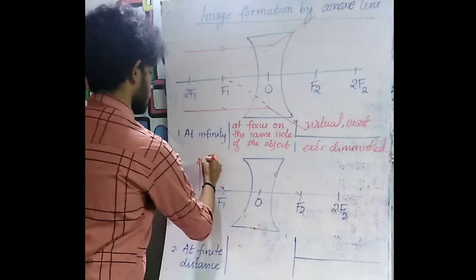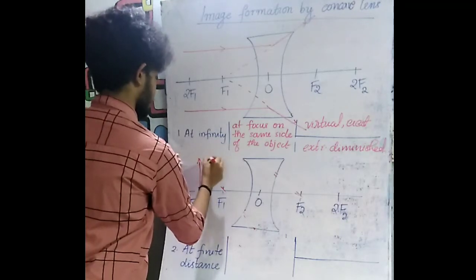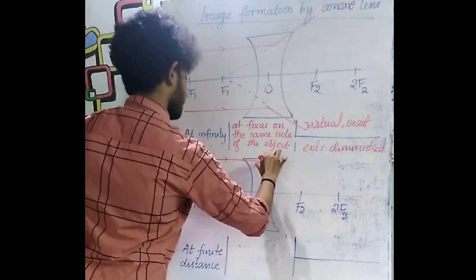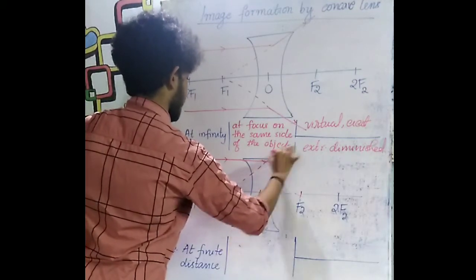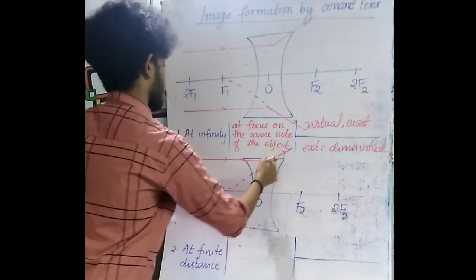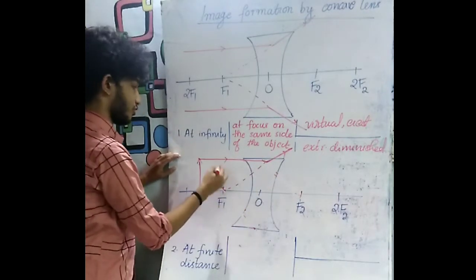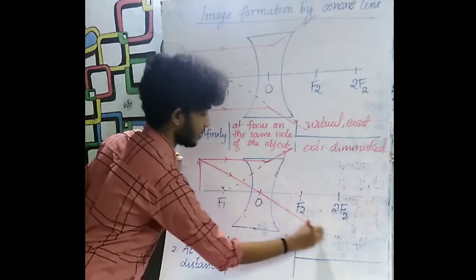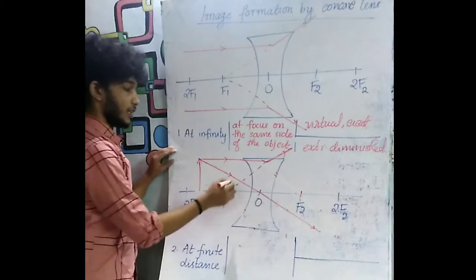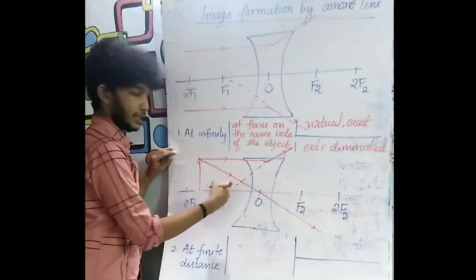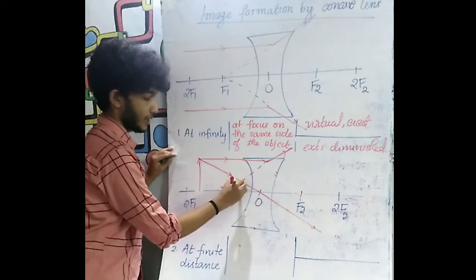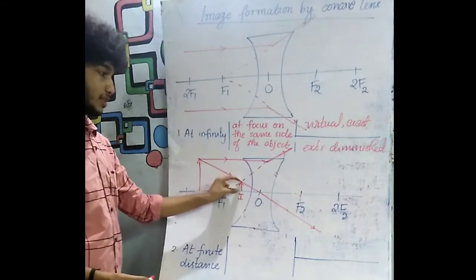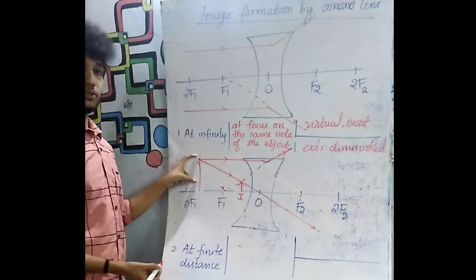So let me consider 2 rays. First one, let it be parallel to the principal axis. After refraction, it diverges, and the diverged ray on extension meets at the focus. Second one, let it be incident at the optic center which passes undeviated. Now these rays meet at this point, and here we can get the image formation. The image is diminished as compared to the object.